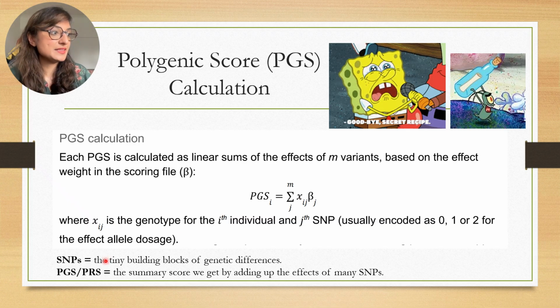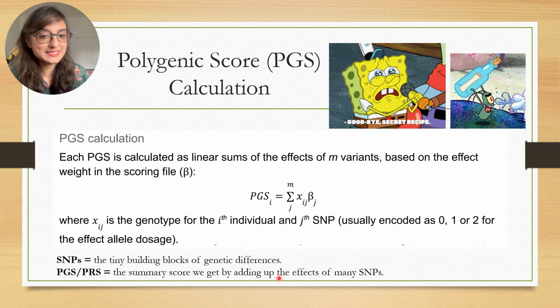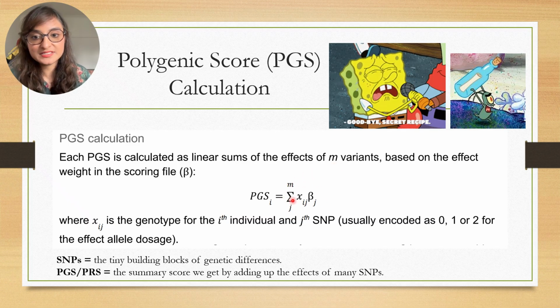So the SNPs are the tiny building blocks of genetic differences, and these genetic scores are the summary score we get by adding up the effects of many SNPs. If this doesn't make sense, I'll be walking you through an example. Each polygenic score is calculated as the linear sum of the effects of these M variants. You're summing up these M genetic risk SNPs, based on the effect weight in the scoring file, beta.